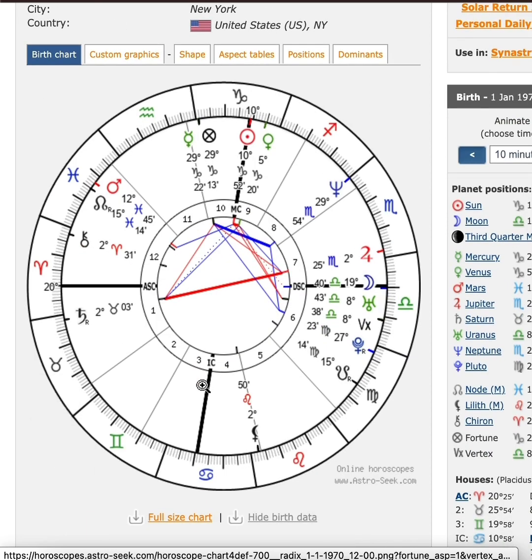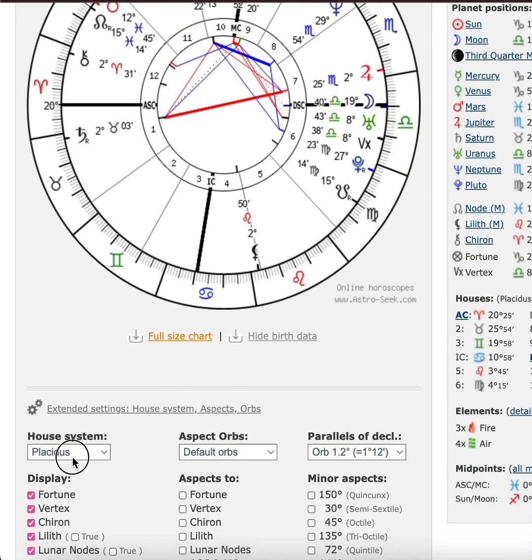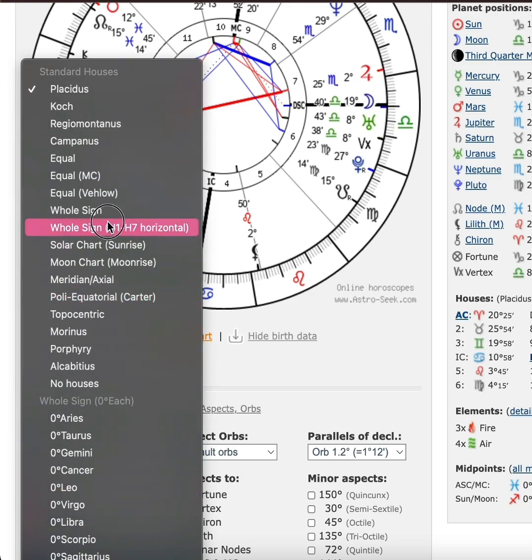I hope that makes sense for everyone out there. Now, this is another way to view your chart, which is called the whole signs.